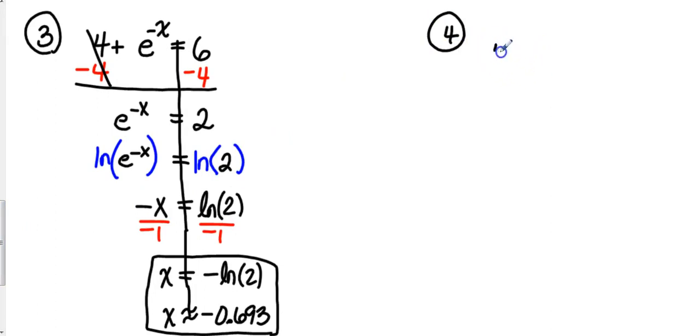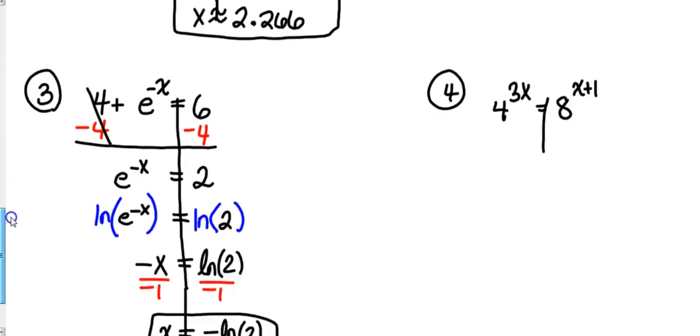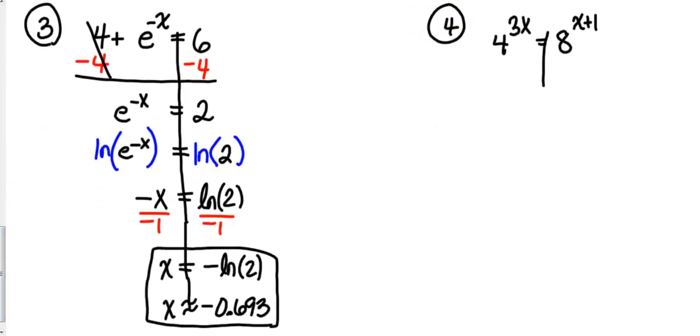Number 4. 4 to the 3x equals 8 to the x plus 1. Isn't this one interesting? So interesting, I moved past it by accident. Alright.